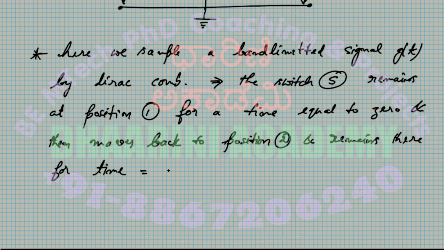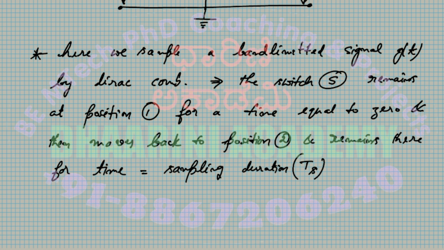For time equal to the sampling duration denoted by capital Ts. Do you agree? Right? So it will touch, it will come back, it will stay there for Ts. Next, once again, moves back, touches that, comes back. This is the ideal case we discussed so far.